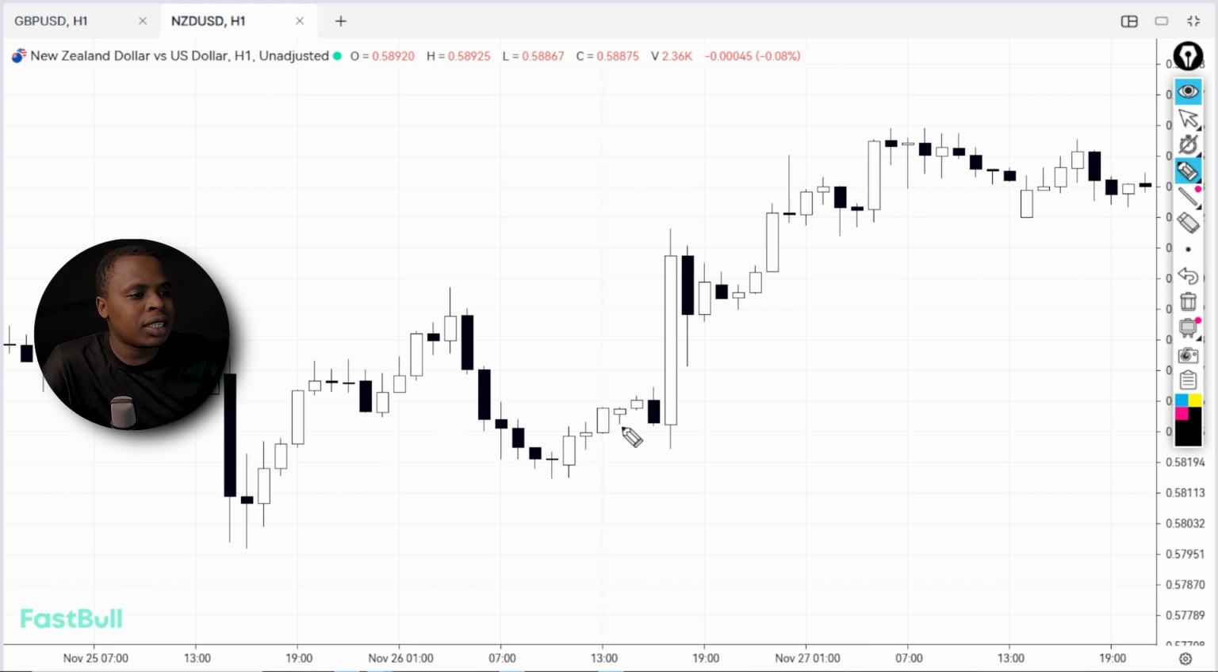So if you look at this market right here, you are going to see that if you pay attention to these candles right here, if you pay attention to these candles right here, what do you see?